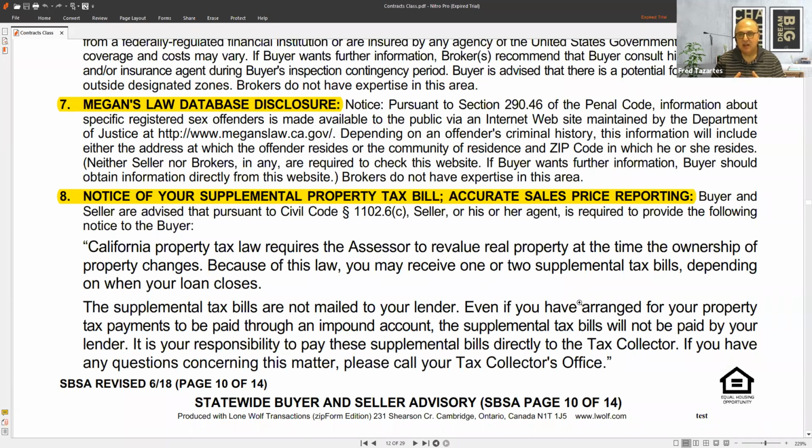Notice of the supplemental property tax bill. Basically, when you buy a house, you're paying the taxes on the old price of the house in escrow. You will get another bill going forward for the supplemental difference. This does not come out of escrow. So explain to your buyers that when they get this bill, it's important that they take care of it, not assume, oh, I have an escrow account, it's going to take care of it. Just let them be aware that this bill may be coming and to take care of it when it happens.